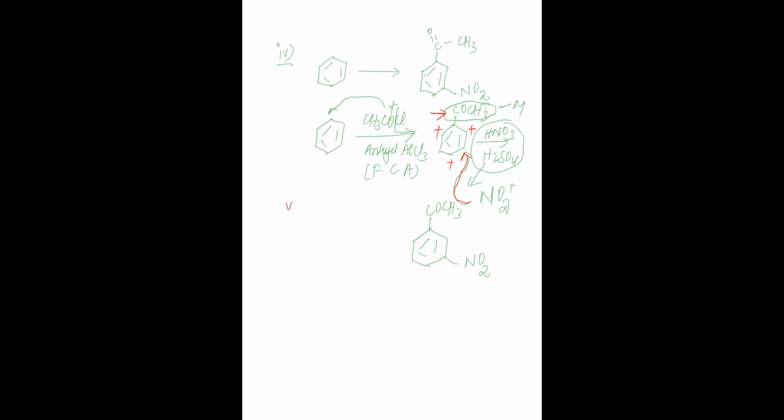After this, the fifth one, you need to convert benzaldehyde into benzophenone. Benzophenone, you can see, is the common name: C double bond O, and there will be Ph, that means benzene. So how are you going to prepare it? It's also very, very easy.